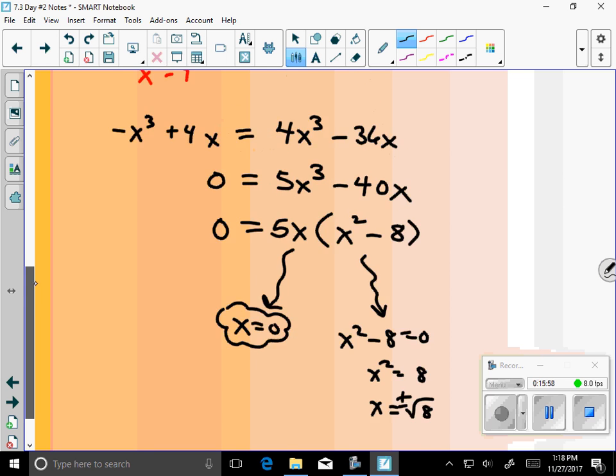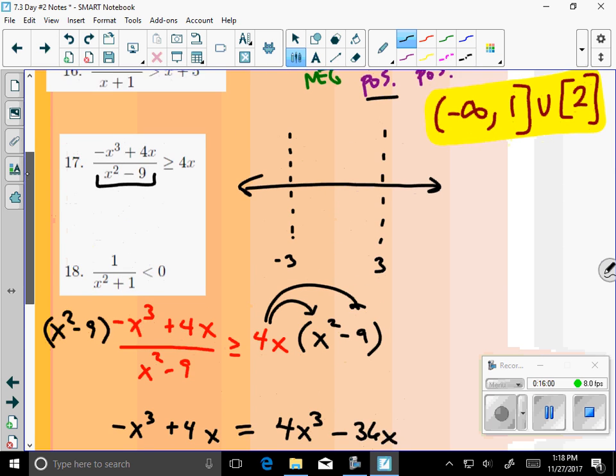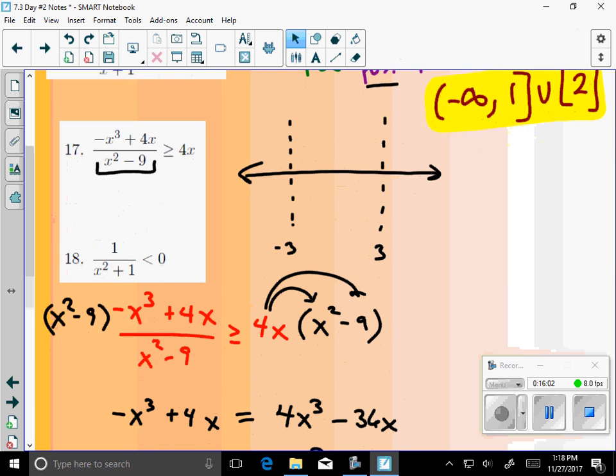Okay, here's where it gets really ugly. So I got 0, square root of 8, negative square root of 8. So 0, you would agree, is right here. Square root of 8, is that greater than 3 or less than 3? Less than 3. And negative square root of 8 is just a little bit greater than negative 3.